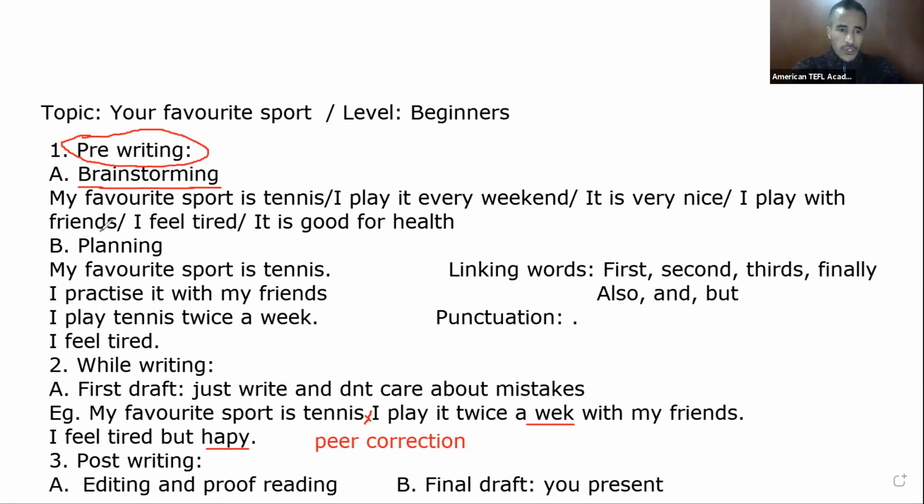And number two is planning. Planning here means you organize. In paragraph number one, they organize. This sentence is the first cause, but that one is the second cause, etc. Now, when you organize, it's high time to write.